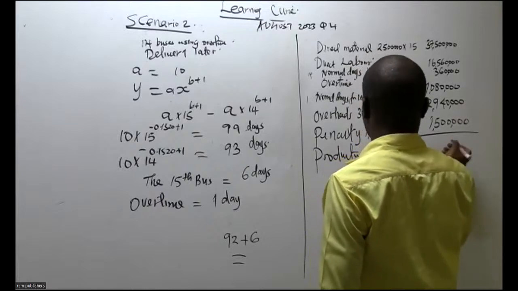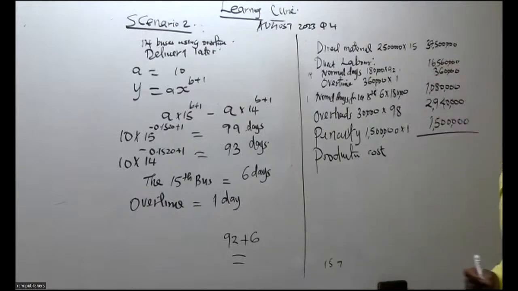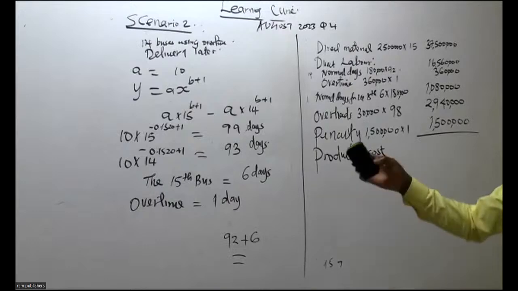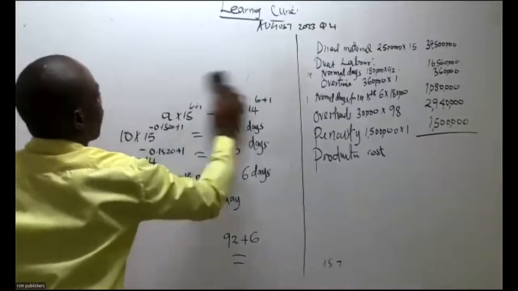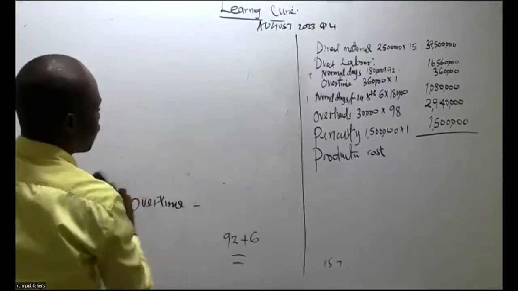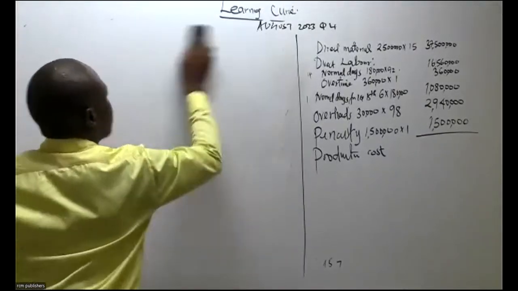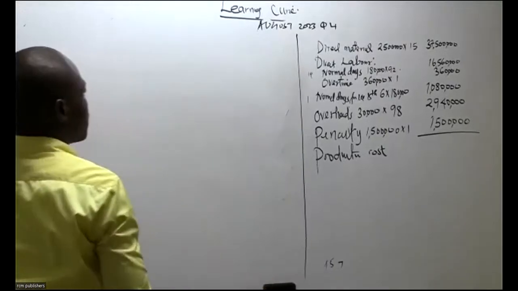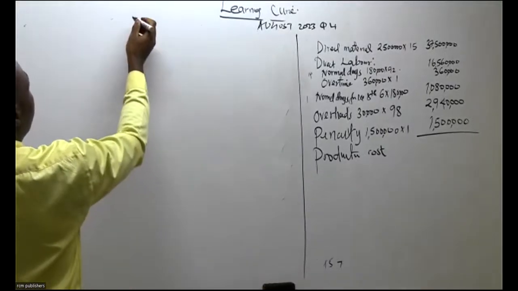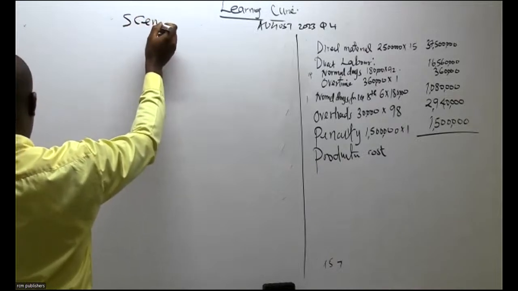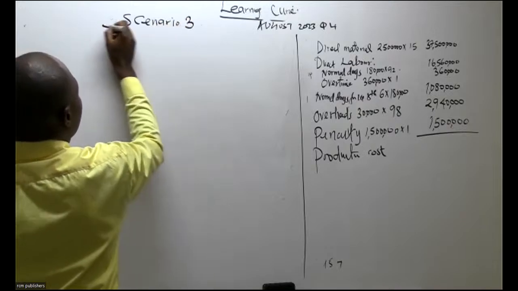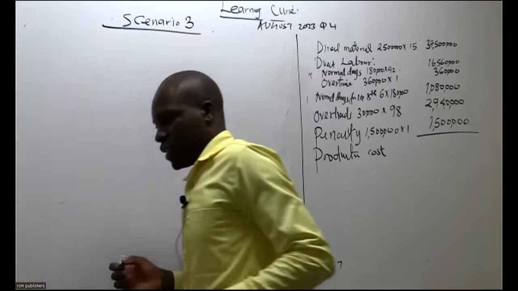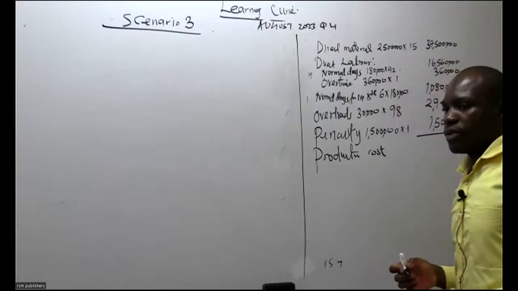cost. Tunakuwa na ngapi? Ongeza kila kitu under scenario 2. Then we get to scenario number 3. Ongeza kila kitu there. Ongeza kila kitu, then we get to scenario number 3.